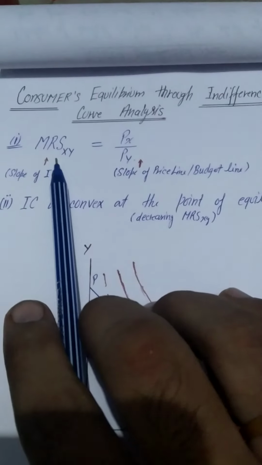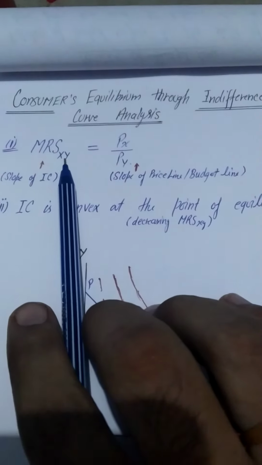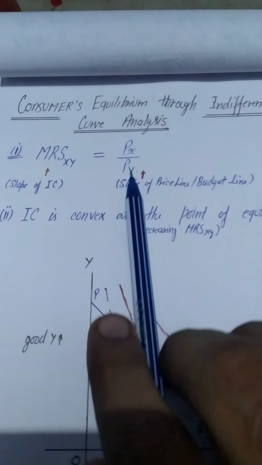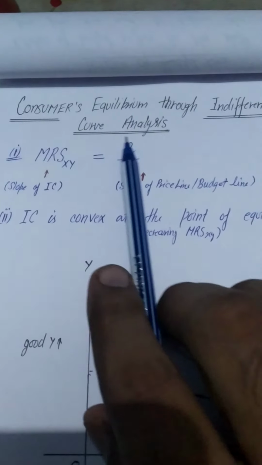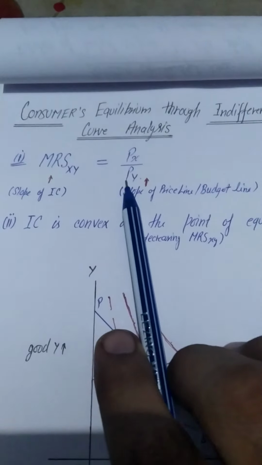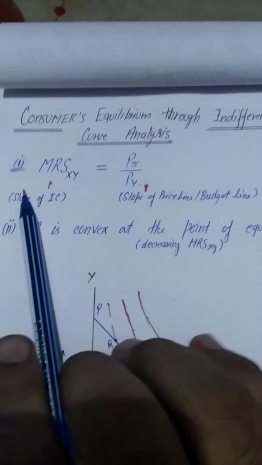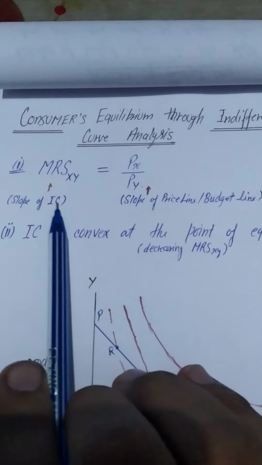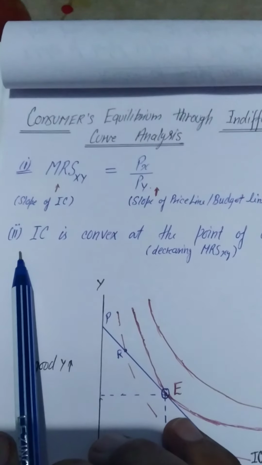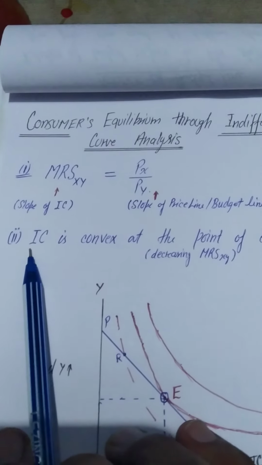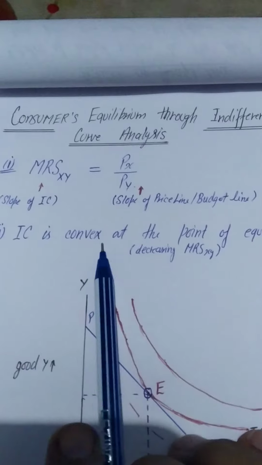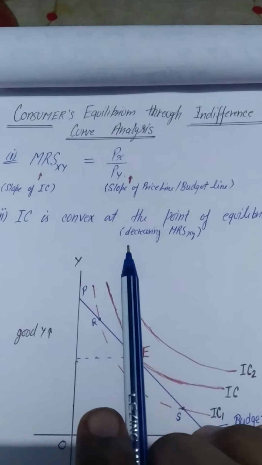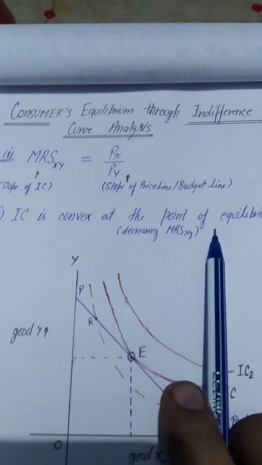The first one is that the marginal rate of substitution of x for y should be equal to the price of x upon the price of y. The price ratio shows the slope of the price line or the budget line, and MRS of x for y shows the slope of the indifference curve. And the second condition is that the indifference curve is convex at the point of equilibrium, which shows decreasing MRS.